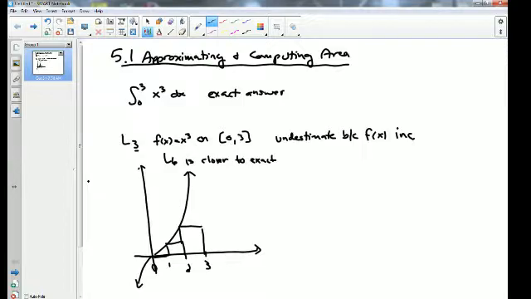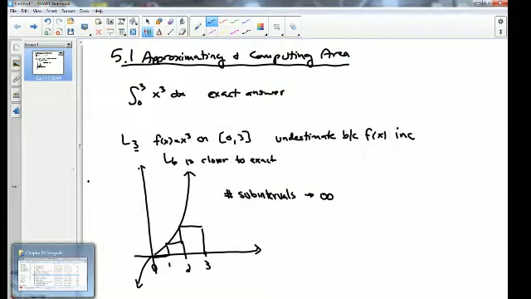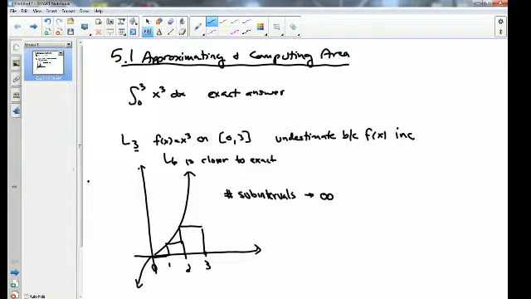So basically you need the number of subintervals to go to what? Infinity. So you're actually putting an infinite number of rectangles in here, quote unquote infinite number of rectangles, to create this exact answer. So that's one way it's tackled: use a limit as the number of rectangles goes to infinity.